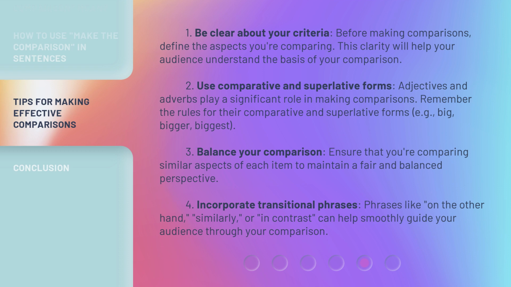2. Use comparative and superlative forms. Adjectives and adverbs play a significant role in making comparisons. Remember the rules for their comparative and superlative forms, e.g., big, bigger, biggest. 3. Balance your comparison. Ensure that you're comparing similar aspects of each item to maintain a fair and balanced perspective. 4. Incorporate transitional phrases. Phrases like, on the other hand, similarly, or in contrast, can help smoothly guide your audience through your comparison.